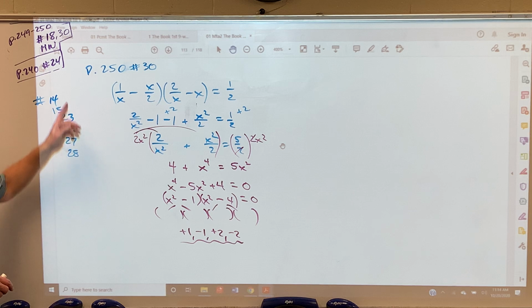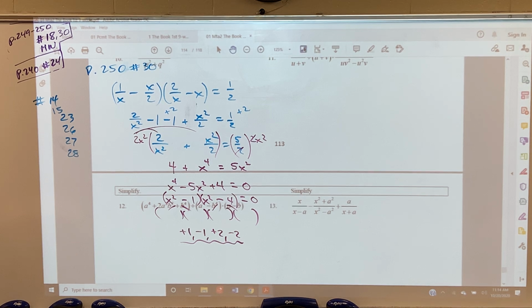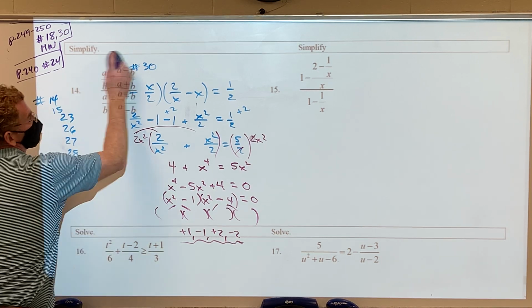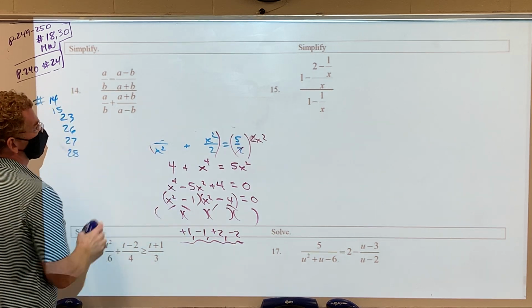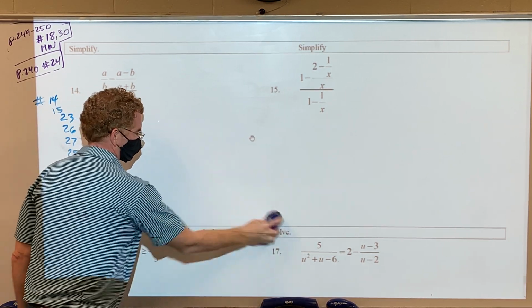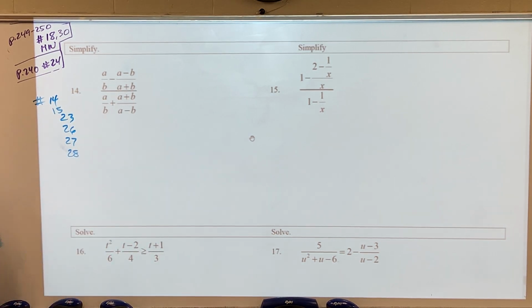All right, let's jump to the actual work. Number 14 on this review. Well, we just did a problem like number 14, didn't we? Yeah. In fact, it was even uglier than that. So on this one, well, actually, no, it's not uglier than this. This one actually looks a little better, but it's not actually that much better. I got a fraction within a fraction.